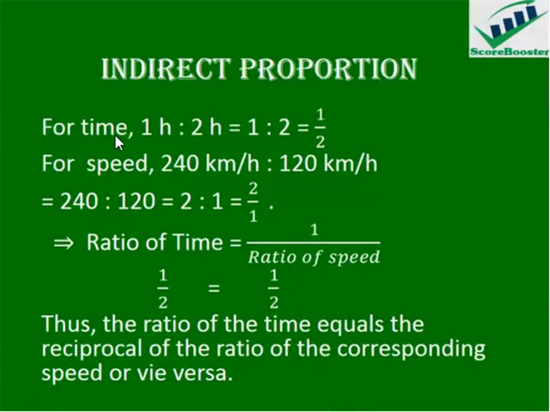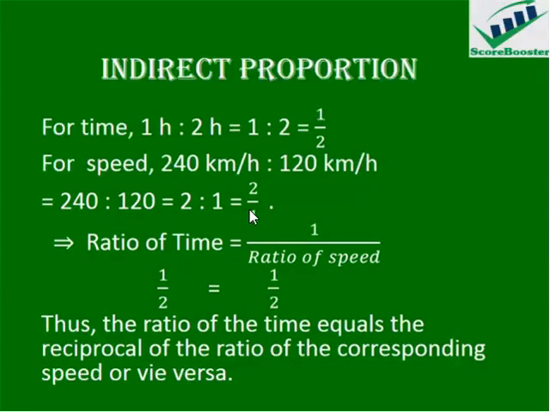So for the ratio of the time, the time is increasing from 1 hour to 2 hours. So that's going to be 1 hour ratio 2 hours, which is 1 ratio 2, which is 1 divided by 2. And for speed, it is 240 kilometers per hour ratio 120 kilometers per hour, which is 240 ratio 120. This is 2 ratio 1. So from here, we can see that the ratio of time, which is half, is equal to the reciprocal of the ratio of speed.